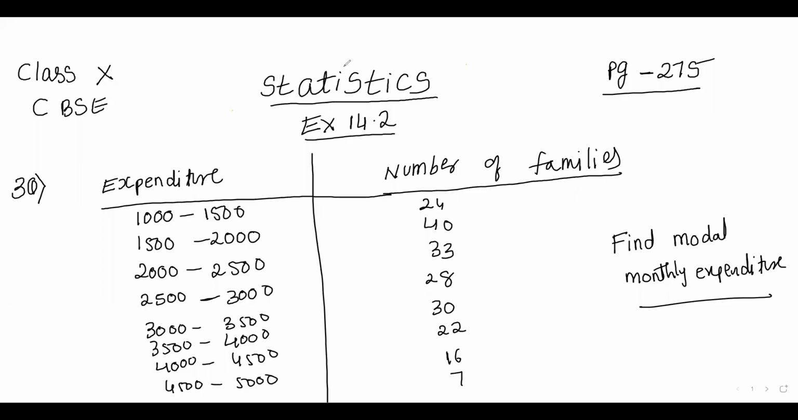Class 10 CBSE Statistics Exercise 14.2, page number 275. We are doing mode problems. So this is the third question of the exercise. Here the data is given. First heading is expenditure and second heading is number of families. Given this data, we have to find the mode. Let us start.